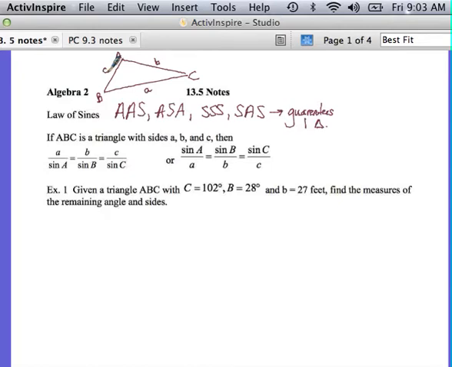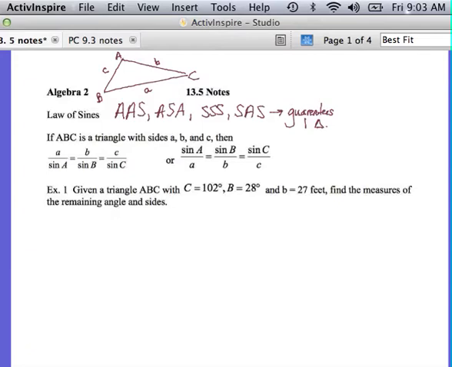And remember, across from angle A is side A, across from angle B is side B, and across from angle C is side C. So the law of sines says that you can take any two of these ratios: side A over sine of angle A equals side B over sine of angle B, or side C over sine of angle C. So let's look at example 1.